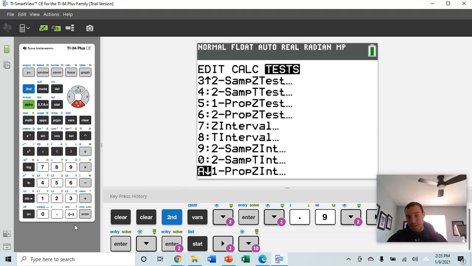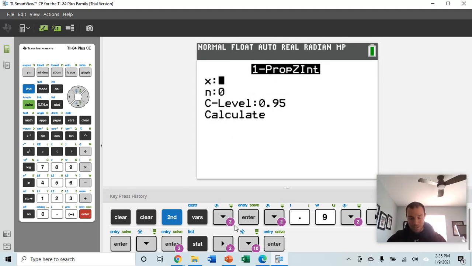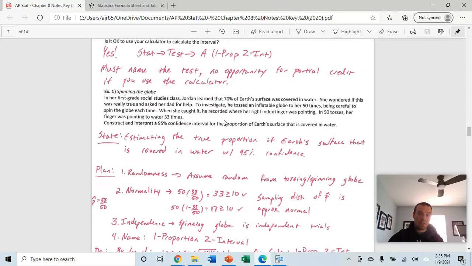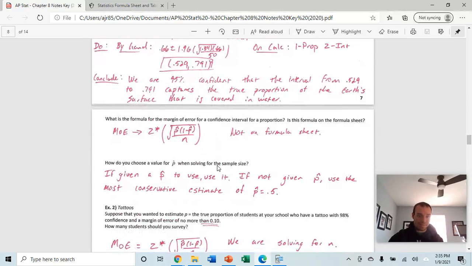You would hit enter, by the way, and then enter in the information, which we'll see in class. If you are going to use the calculator, there is no opportunity for partial credit, and you must name the interval or the test that you are doing. So it's not a bad idea to use the calculator, but keep in mind you must name the interval that you are using. We'll look at the next example in class.